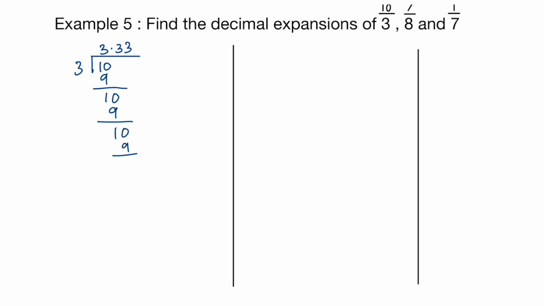So what would be the quotient? The quotient would be 3.33333 and it repeats forever. No matter how many times you perform the same thing, it is going to give you 3 again and again and again. So the answer would be 3.333333.